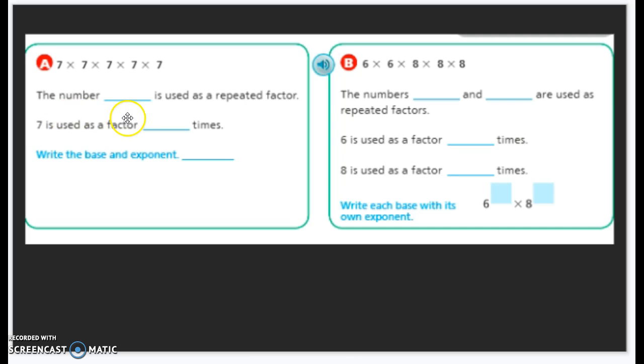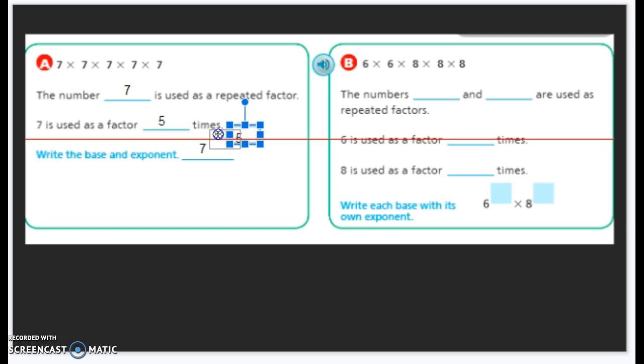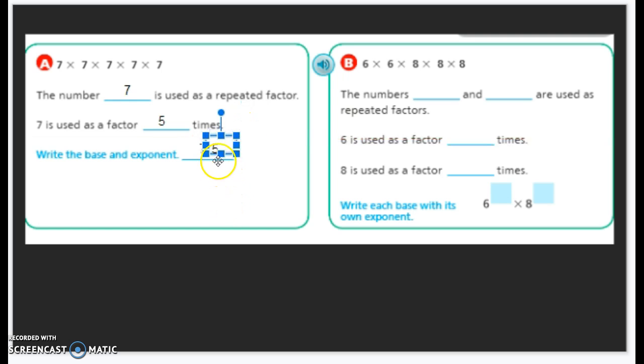So let's look at some more. Now we have the number 7, and we have 7 times 7 times 7 times 7 times 7. So our base is 7. And how many times has it been used? 1, 2, 3, 4, 5. So that would be our exponent. And then you'd write the base and the exponent. So to write it in standard form, that would be 7 to the power of 5. Now just for myself, let me move this over a little bit to make it look a little better.